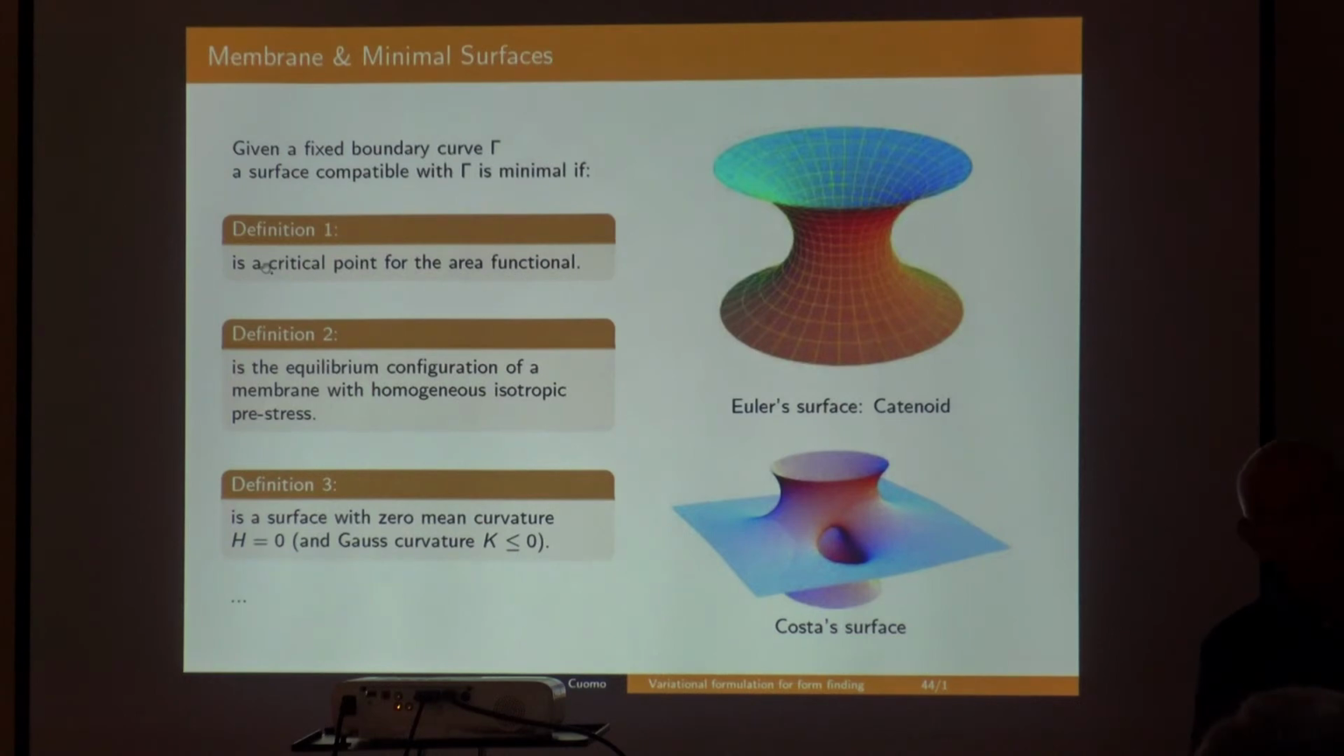Minimal surface, the name comes from the surface being a critical point for the area functional. It's not a minimum, it's a critical point. And also it's the equilibrium configuration of a soap bubble. So it's a surface which has a homogeneous isotropic state of stress, which is, from an engineering point of view, the most interesting feature.